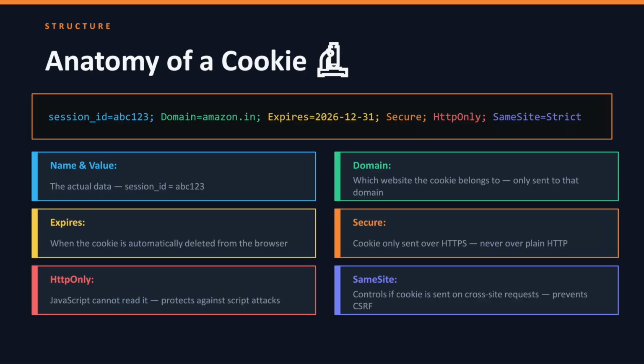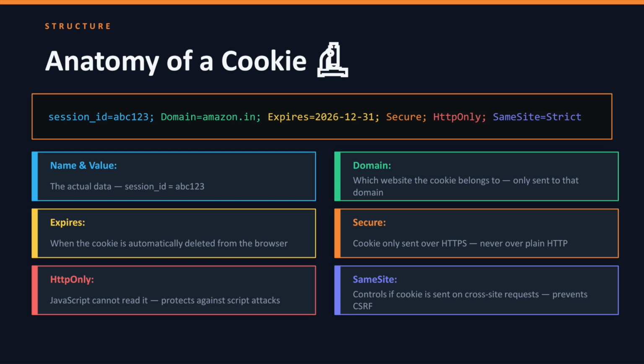Let us look at what a cookie actually looks like. When a server sets a cookie, it looks something like this: session_id=ABC123, then a series of attributes separated by semicolons. Let me walk through each attribute. Name and value, this is the actual data: session_id=ABC123. Domain, which website the cookie belongs to. The browser will only send this cookie to that specific domain. Expires, when this cookie should be automatically deleted from your browser.